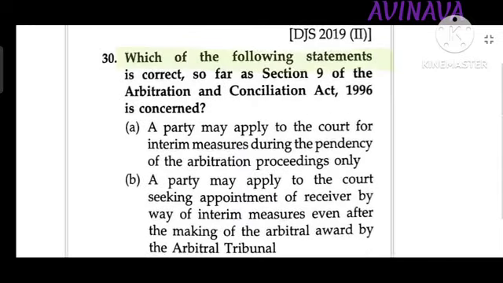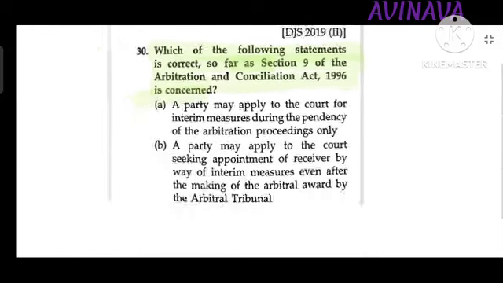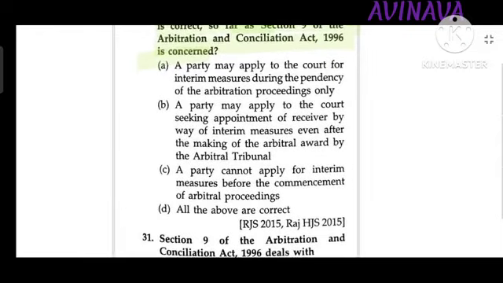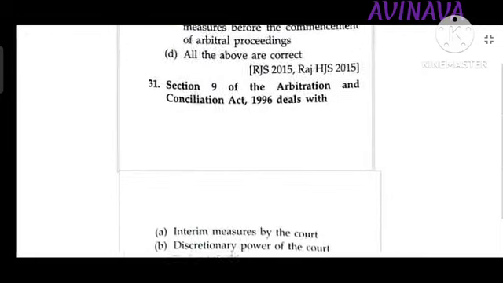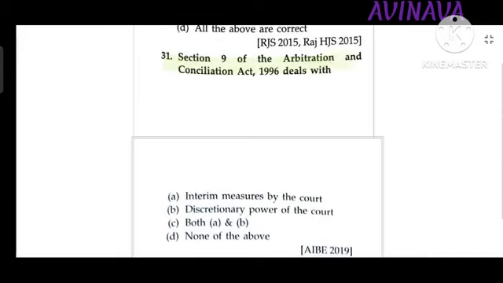Which one of the following statements is correct so far as Section 9 of the Arbitration and Conciliation Act is concerned? A party may apply to the court seeking appointment of a receiver by way of interim measure, even after the making of the arbitral award by the arbitral tribunal. Section 9 of the Arbitration and Conciliation Act deals with the discretionary power of the court.